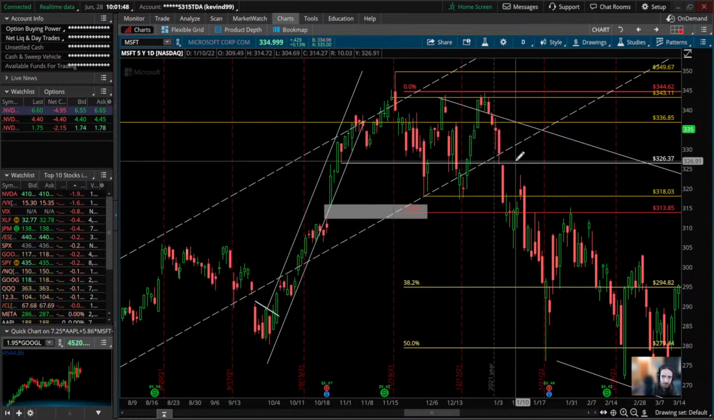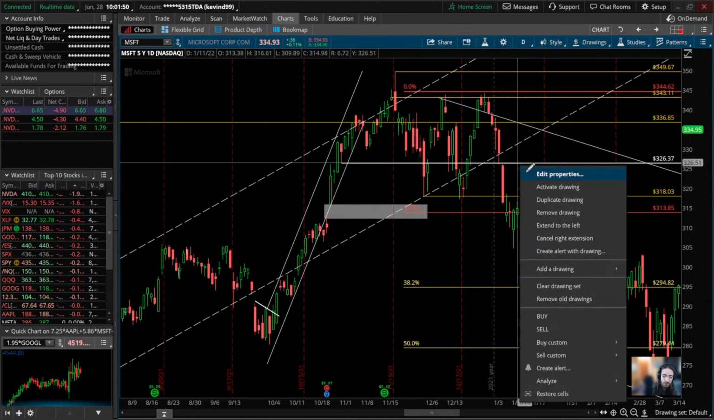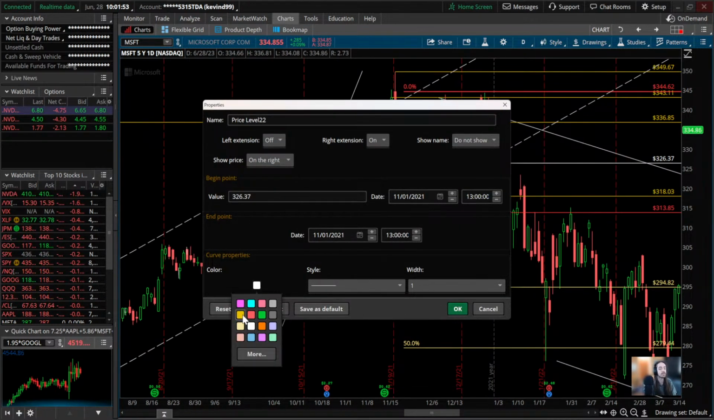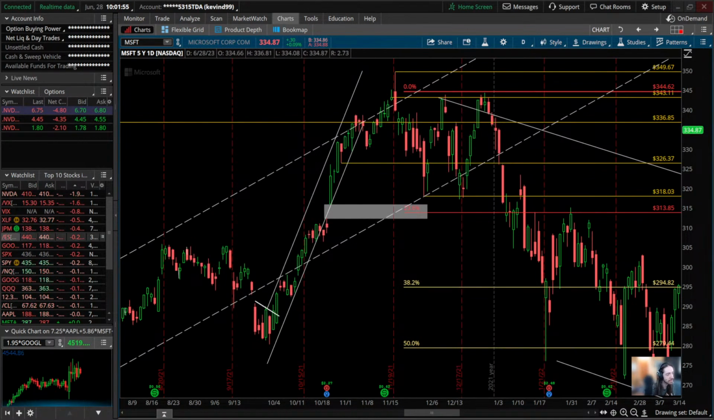And that's how I find my trend lines too. I want them to prove to me, right? I want the stock market, I want the trend lines to prove to me that they're valid enough to be good trend lines.